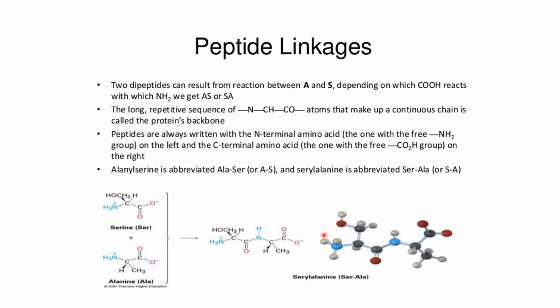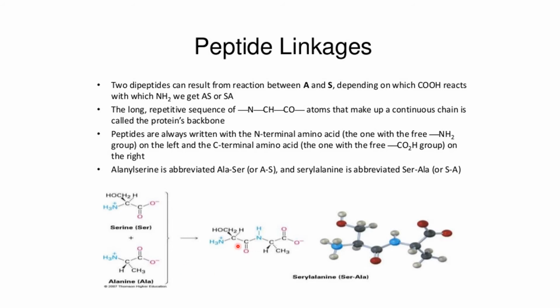Now, there are some abbreviations for alanine and serine. I have taken these as an example; there are many other amino acids which we can take. Just for simplicity, I have used alanine and serine. Alanine is abbreviated as ALA and serine is SER, or the one-letter abbreviation is A for alanine, S for serine.